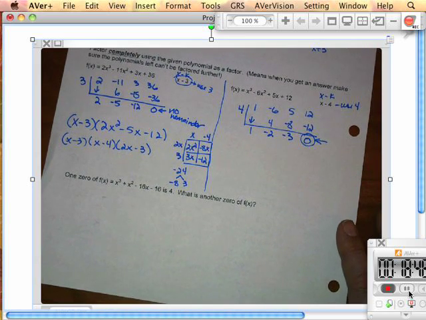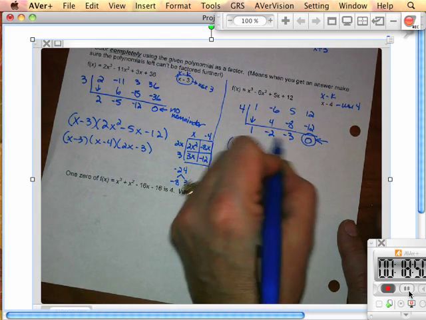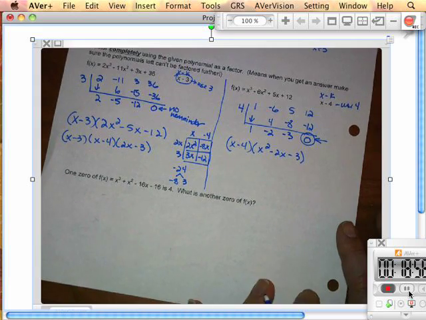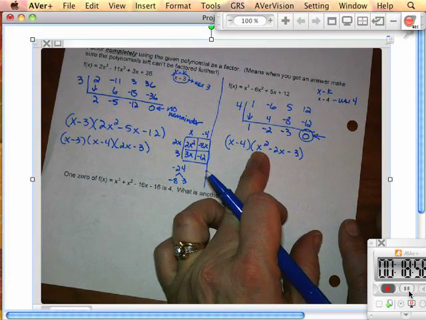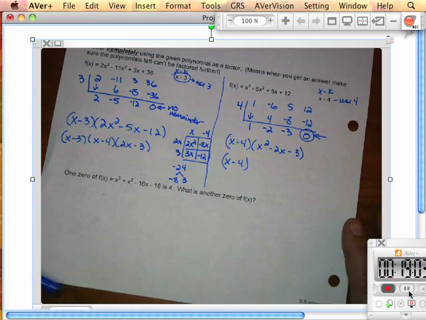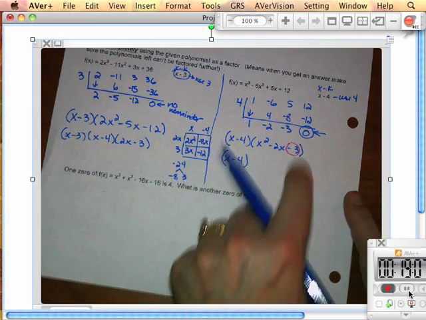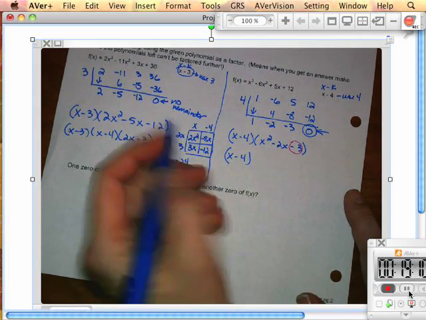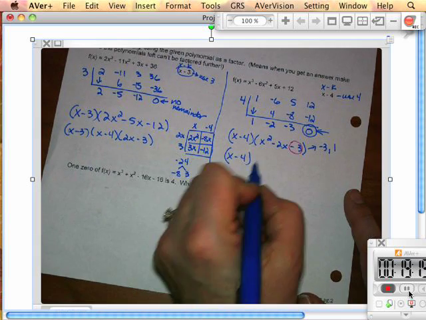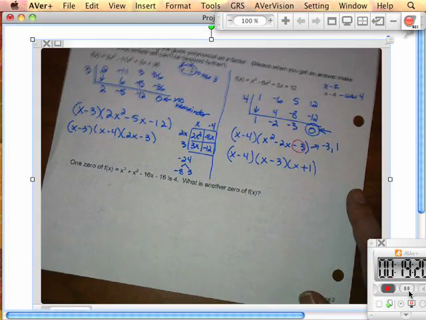What I do have is the factor that they gave me, and then I have this trinomial right here, x squared minus 2x minus 3. Since this leading coefficient is 1, it should be pretty easy to factor if it is factorable. So again, I look at the last term, factors of negative 3 that add to negative 2. That would be negative 3 and positive 1. So those are going to be my 2 more factors. Voila! I've come up with all the factors.